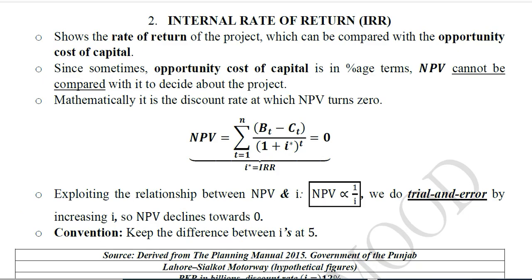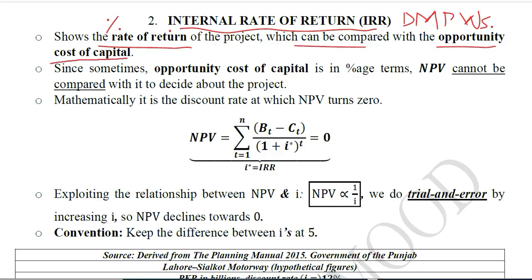In this video, we will learn about the internal rate of return, which is the second of the DMPWs, that is discounted measures of project worth. The first one was NPV, which we have understood. This is the second one, and in this video we will delve deeper into the details of it. Broadly speaking, it gives us a kind of return in rate terms, that is percentage terms of a project, and it is helpful in certain situations. For example, situations where some opportunity cost of capital is given.